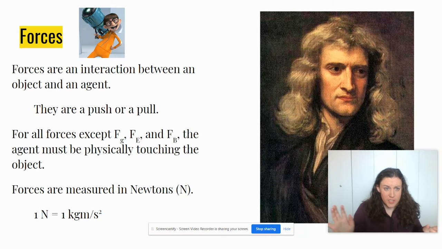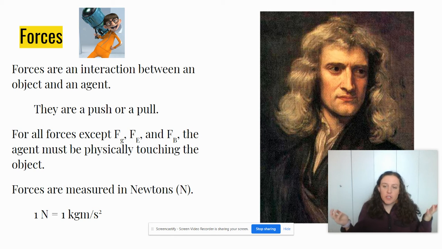So first things first, forces: just an interaction between an object and an agent. A push or a pull of some sort, okay? And every single force, except for gravity (Fe and Fb, remember we're not doing Fe and Fb, that's just from last year), the agent must be physically touching the object. Now, my laptop, I'm not touching it. I cannot be putting a force on it because I am not physically touching it, okay?